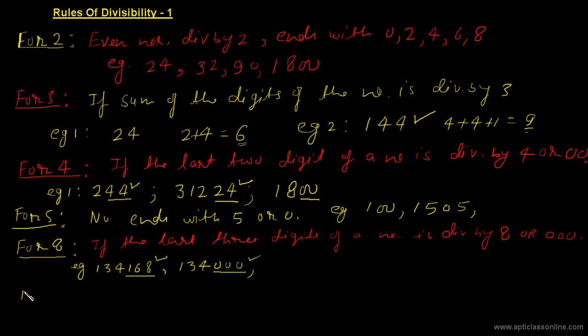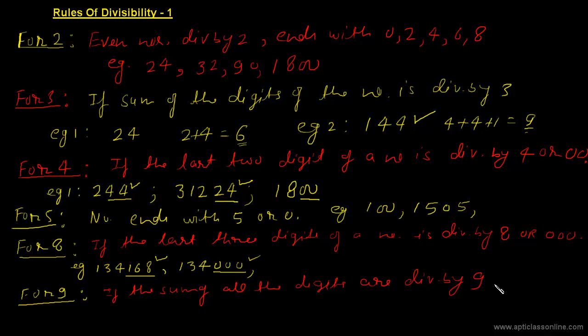Okay. Next rule is the rule for 9. What is the rule for 9? Rule for 9 is similar to the rule for 3. If the sum of all the digits is divisible by 9, then the number will be divisible by 9. So it is similar to the rule for 3.